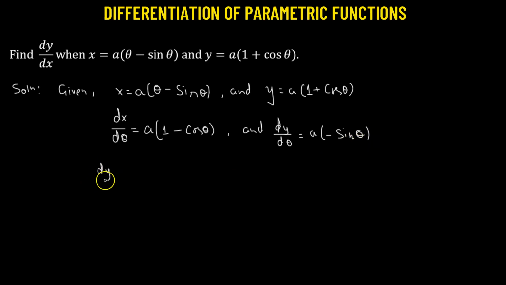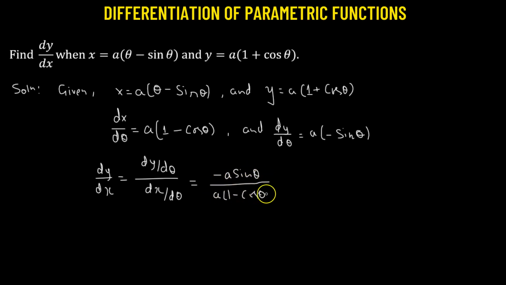Now, to find the derivative of y with respect to x, all we have to do is take the derivative of y with respect to theta and divide it by the derivative of x with respect to theta. So we have already obtained that the derivative of y with respect to theta is negative a sine theta. So this will be divided by a multiplied by 1 minus cosine theta. Here a and a get cancelled out and this gives us negative sine theta divided by 1 minus cosine theta. Now we can further simplify this.